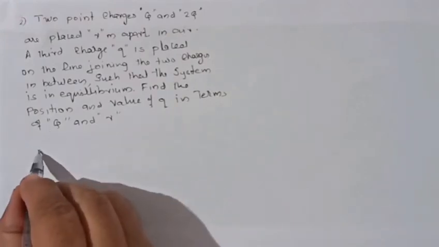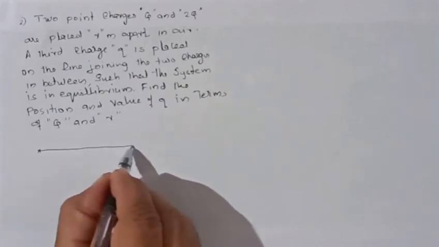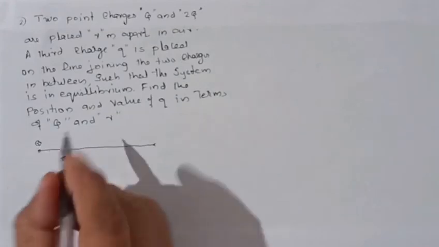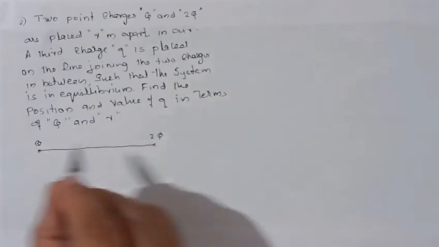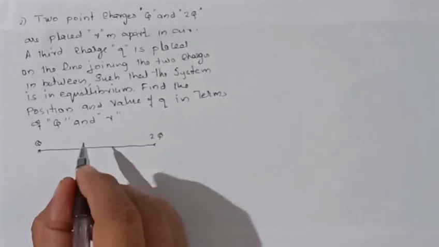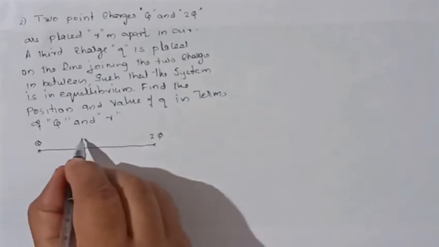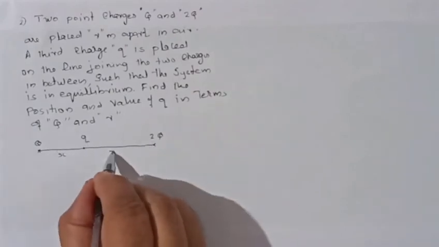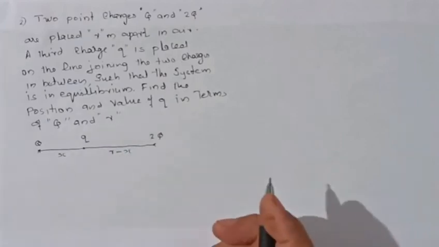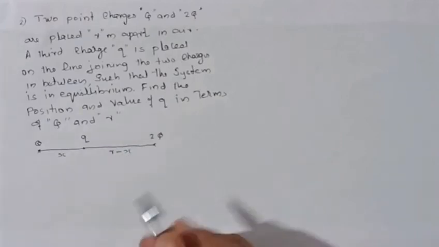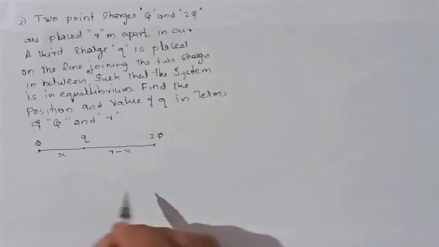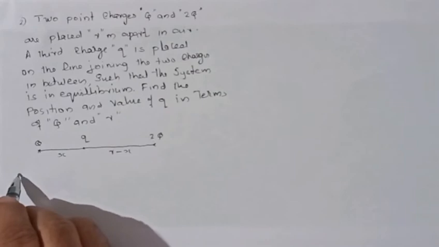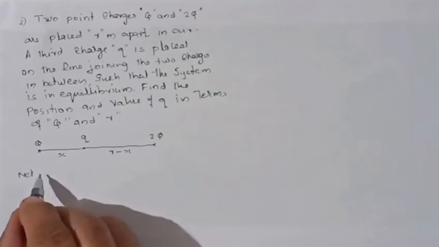So here we have two charges, Q and 2Q, separated by a distance r in air. And a third charge, small q, is placed somewhere in between on the line joining them. This brings the system to equilibrium. It means that all the forces are cancelled off. It means that for each charge, the net force is 0.